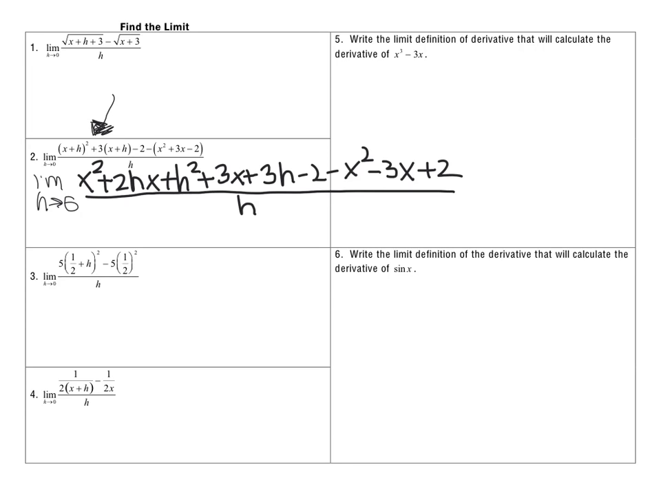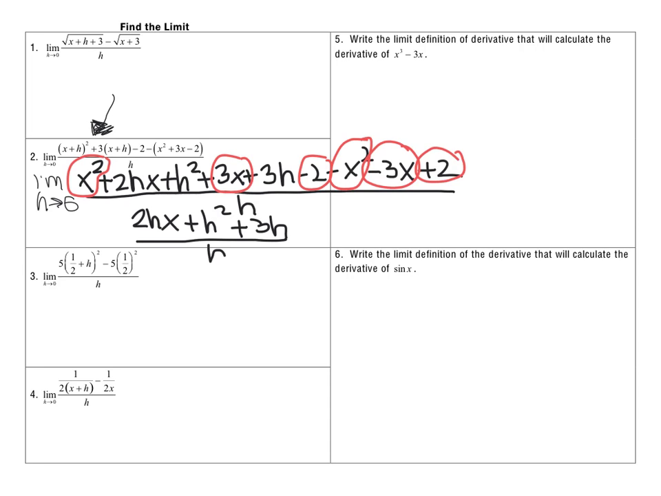So let's see, we've got an x squared minus an x squared. Beautiful, those cancel out. We have a 3x minus a 3x. Great, those cancel out. And then we have a minus 2 and a plus 2. Fantastic. So all of those terms cancel out. So we are left with 2hx plus h squared plus 3h. And that's it, all over h.